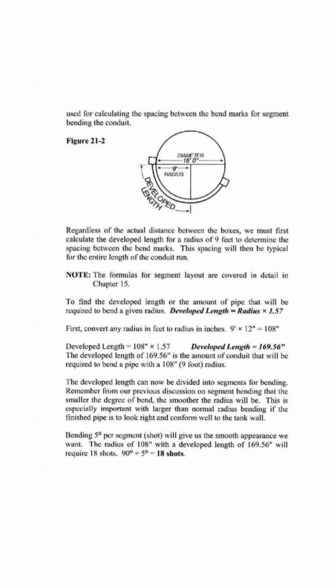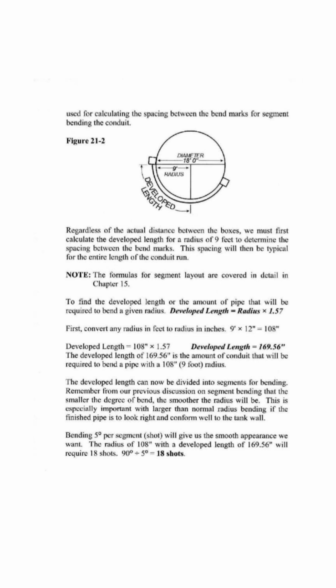To find the developed length, or the amount of pipe that will be required to bend a given radius: developed length equals radius times 1.57. First, convert any radius in feet to radius in inches. 9 feet times 12 inches equals 108. Developed length equals 108 times 1.57, so developed length equals 169.56. The developed length of 169.56 is the amount of conduit that will be required to bend a pipe with a 108 inch, 9-foot radius.